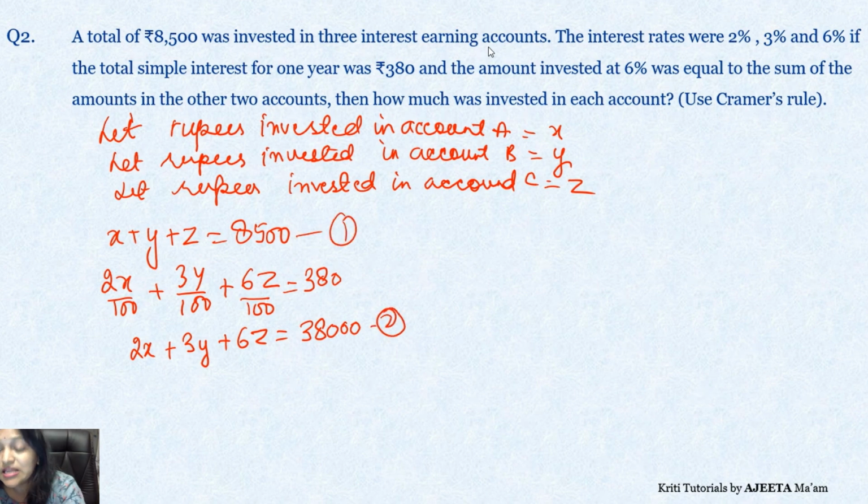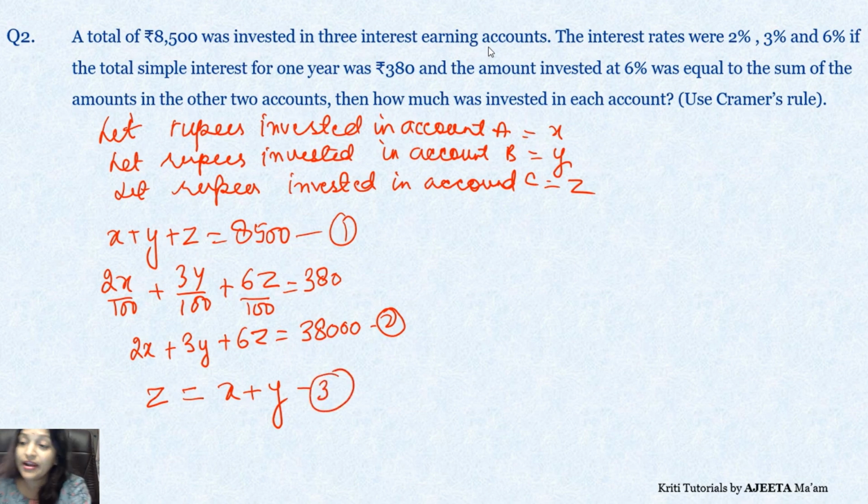Now the third says the amount invested at 6% was equal to the sum of the amounts in the other two accounts. So now 6% means Z, right? Which is the 6% account? Z, that is account C. It is equal to what? X plus Y. So the amount invested in X and Y is equal to the sum invested in Z. So these are our three equations. Now let's find D, dx, dy and dz. Okay, now let's move on to that.